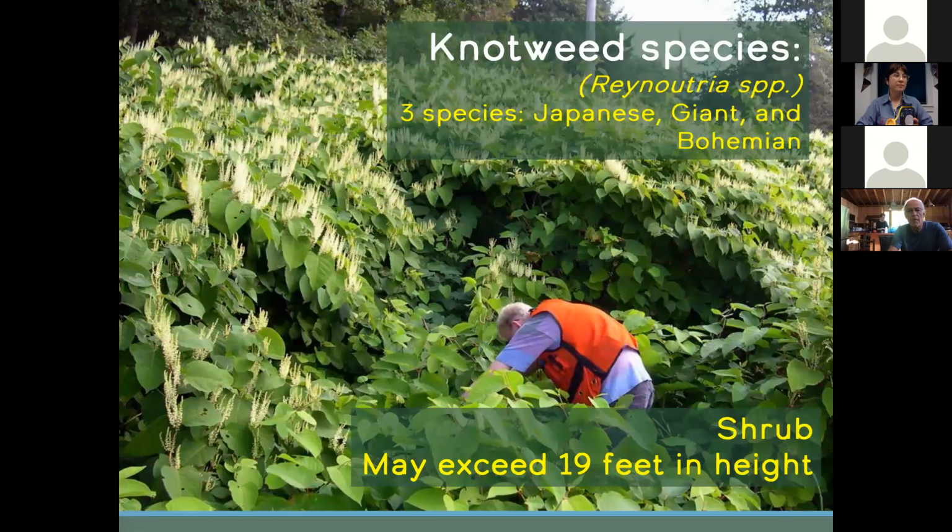So in the Adirondacks, we have 3 knotweed species present, and these are Japanese, giant, and Bohemian knotweed. These are all shrubs, and they grow to varying heights, but they're all pretty tall, with giant knotweed sometimes exceeding 19 feet in height. All these species are pretty similar, so we're going to talk about their similarities first in general identification, and then we're going to get into their differences and how to identify between the different species.